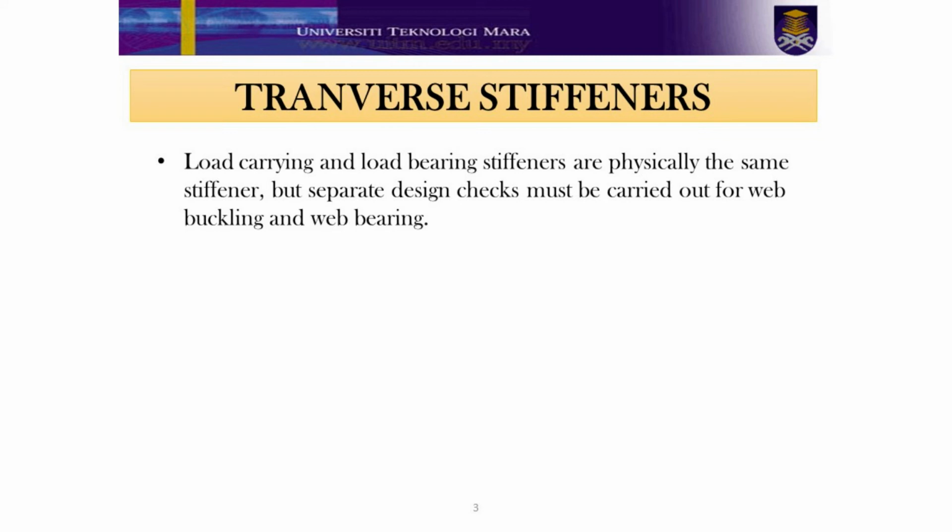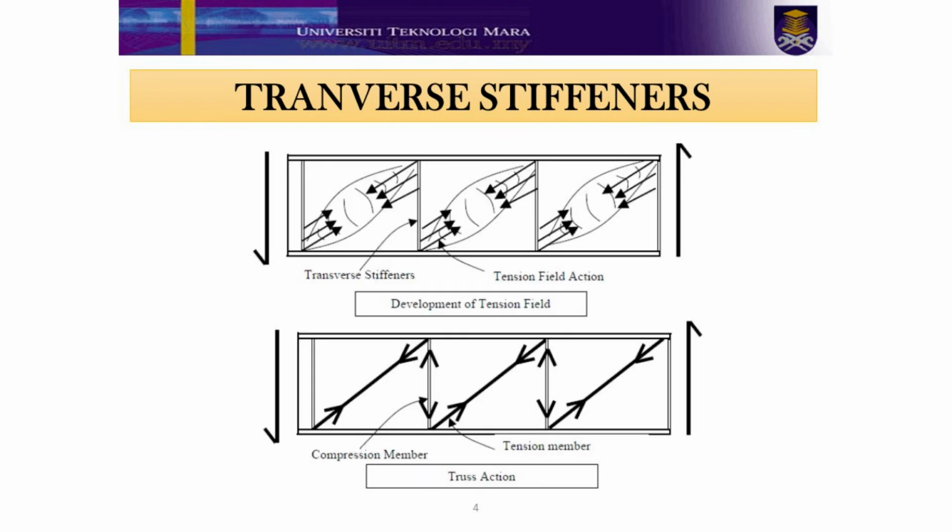Basically, the load-carrying and load-bearing stiffeners are physically the same stiffener, but separate design checks must be carried out for web buckling and web bearing. Figure shows the development of the tension field action on the plate girder. Tension field action refers to the phenomenon whereby after the onset of shear local buckling, the shear panels between the transverse stiffeners are able to develop tension force to provide equilibrium via the truss action. The shear capacity of the plate girder is significantly enhanced with tension field action.